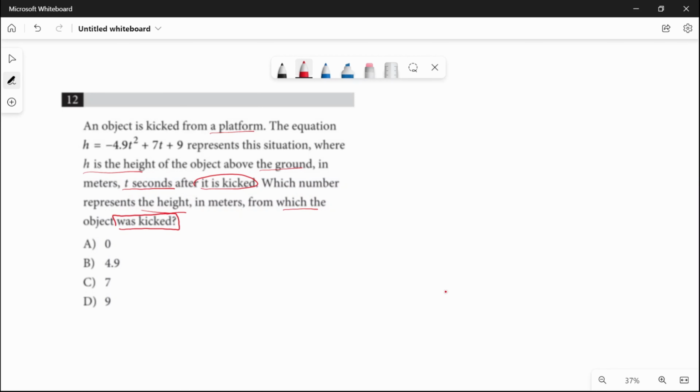So here it wants the point at which the object was kicked, and that point corresponds to a time value equal to 0. Therefore, we are looking for the h value that corresponds to t equal to 0. So we are going to plug 0 into this function. We will find that these two expressions cancel out and we will be left with 9. So the answer for this question is choice D.